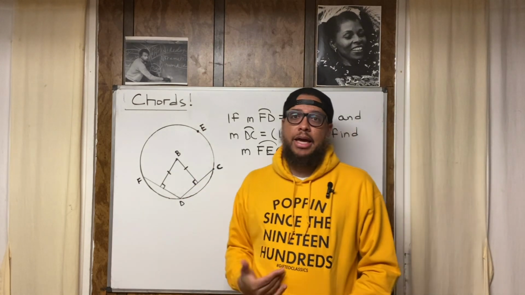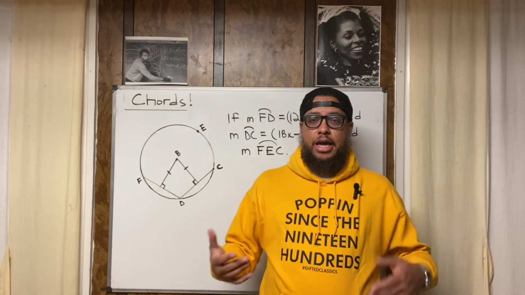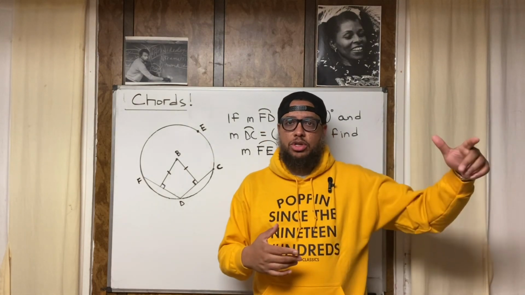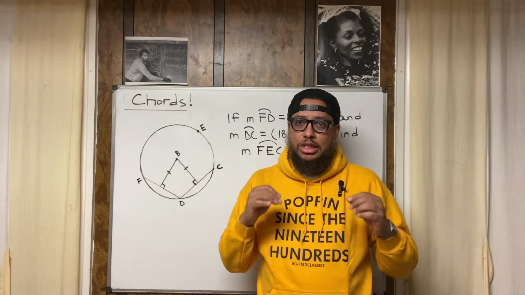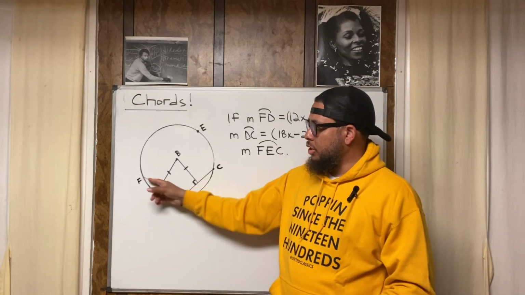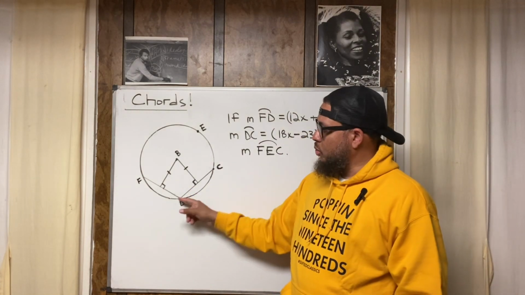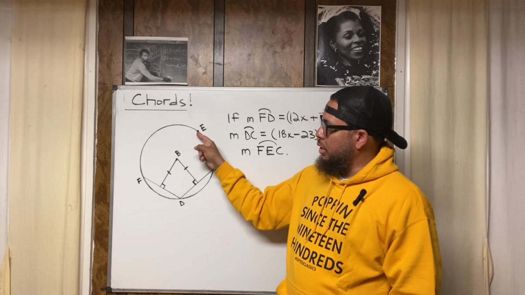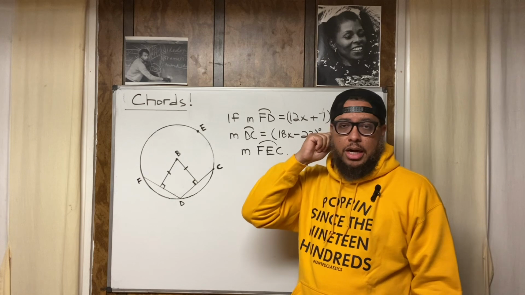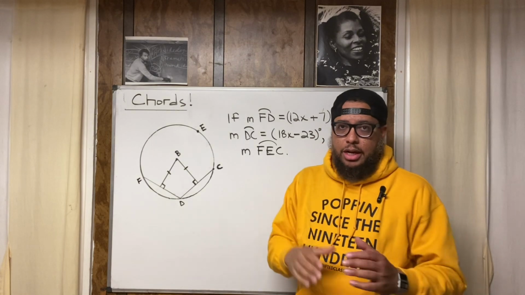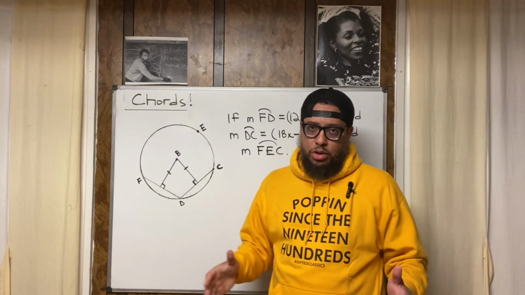A diameter is a chord that goes from one edge of the circle to the other edge of the circle. But it's a special chord because it cuts through the center. This chord doesn't cut through the center. This chord doesn't cut through the center. If I drew a segment from point E to point F, that wouldn't cut through the center. A diameter is the only chord that can cut through the center. It's a special chord.